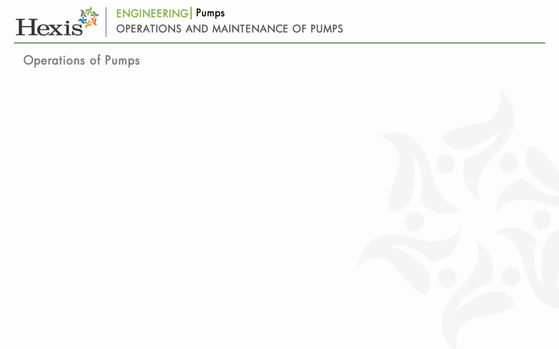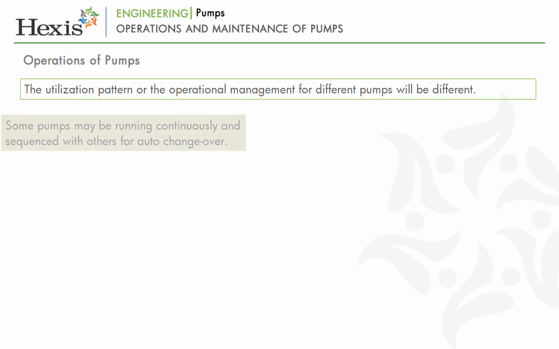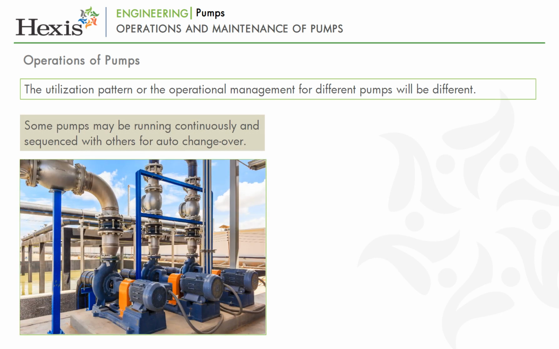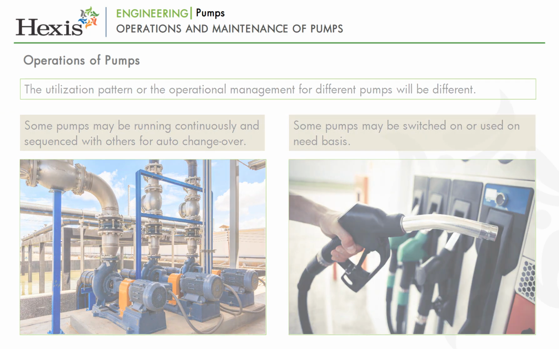So far you have understood the components and working principles of the centrifugal pump and the top manufacturers of pumps in India. Let us now look at the steps involved in the operations and maintenance of pumps. The utilization pattern or the operational management for different pumps will be different. While some pumps may be running continuously and sequenced with others for auto changeover, others may be switched on or used on a need basis.